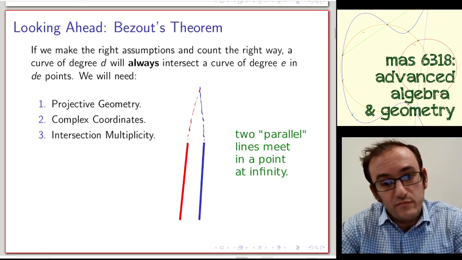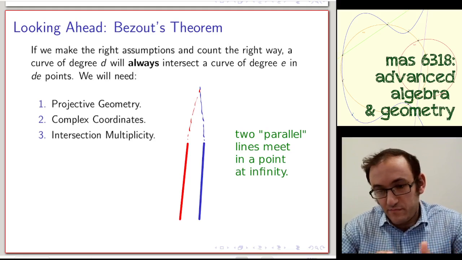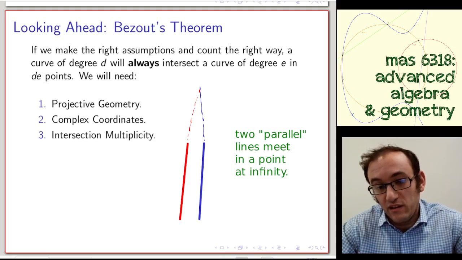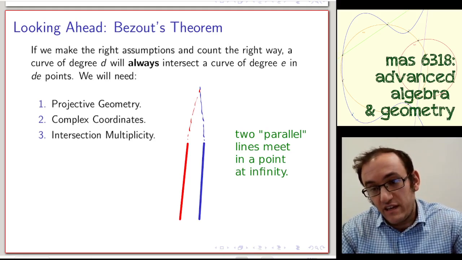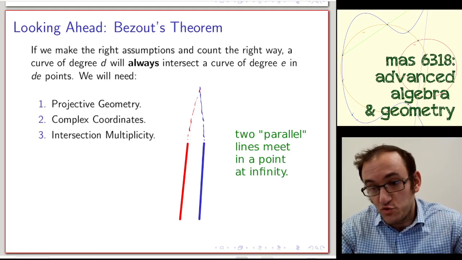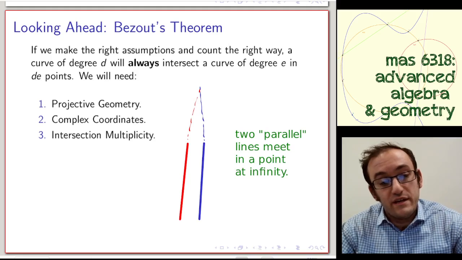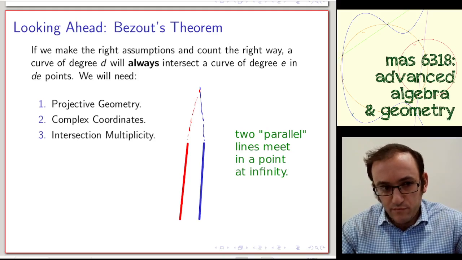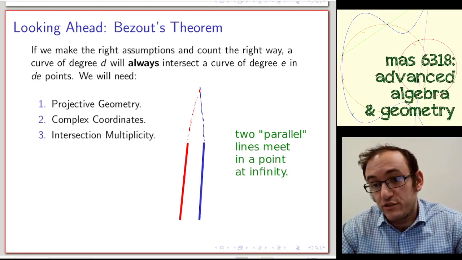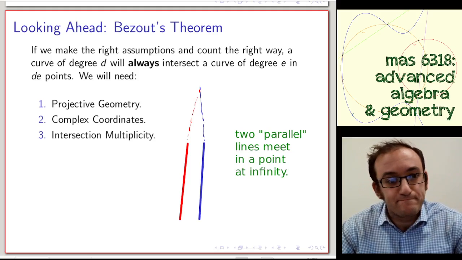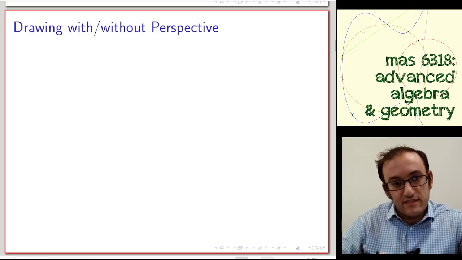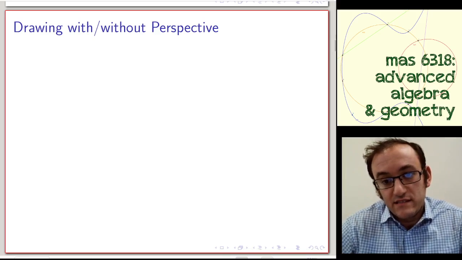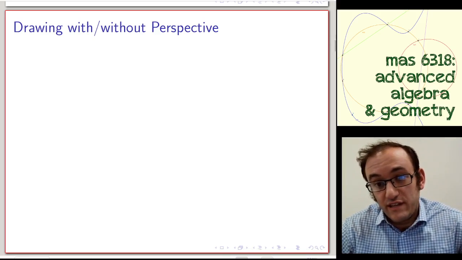Okay. So we're going to take some time just to explore the visual consequences of this idea that two parallel lines meet in a point at infinity, and how it affected drawing in art through history. And then we're going to establish a more rigorous mathematical structure for these ideas. So let's talk about drawing with and without perspective. And the idea here is, do parallel lines meet or do they not meet?